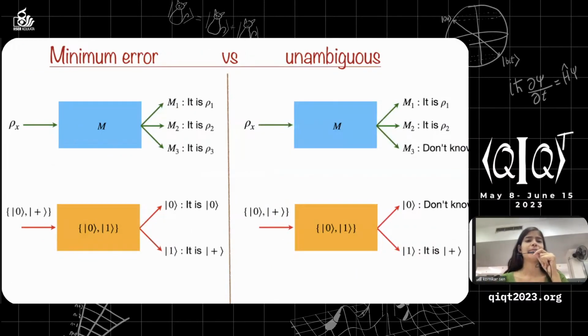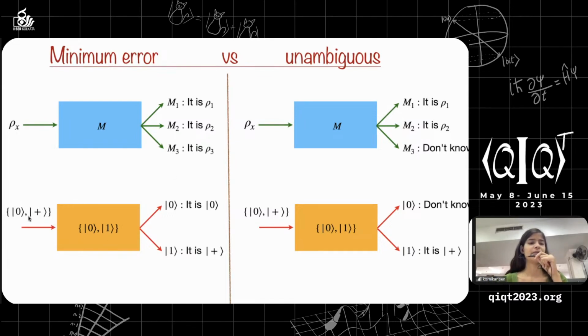There can be two types of discrimination tasks, the minimum error discrimination and the unambiguous discrimination. In the minimum error discrimination, you have the state, you measure it, and correspondingly you get some output. Corresponding to every output, you guess something about the state. For example, if the output is M1, you say the state is rho 1. If the output is M2, the state is rho 2. If the output is M3, the state is rho 3. You may not always be correct, so the motive is to minimize the possibility of an incorrect answer.